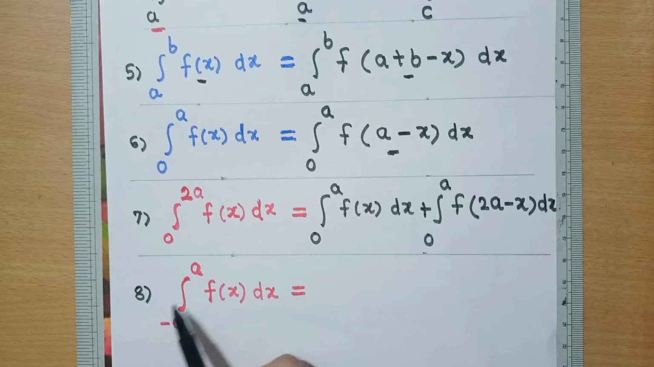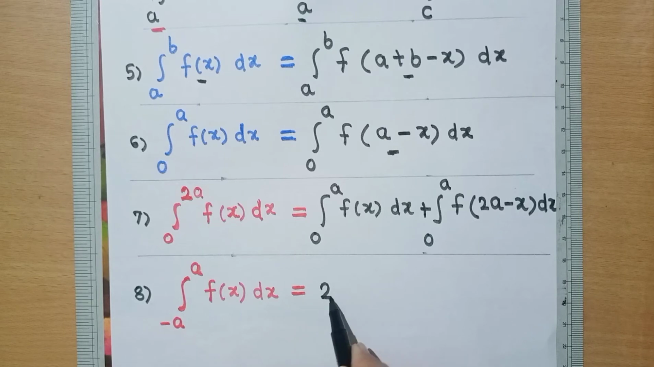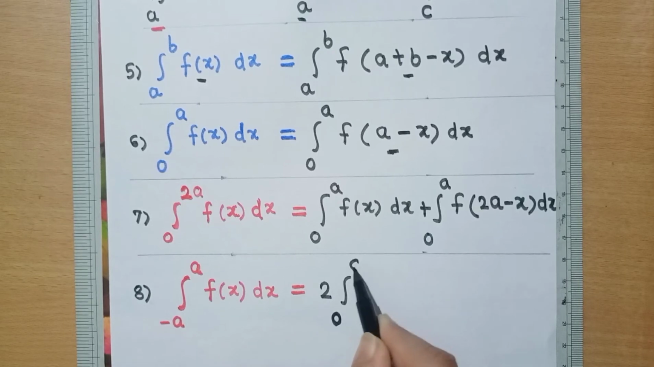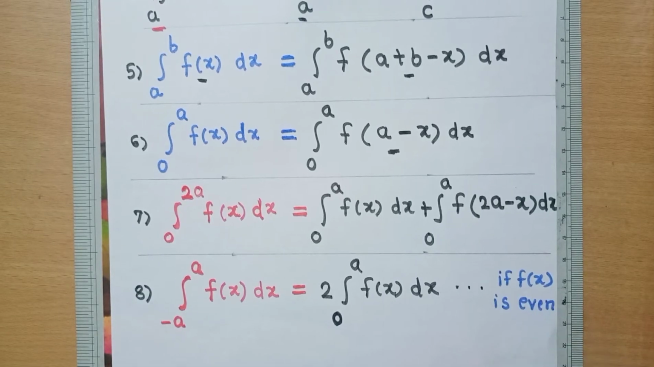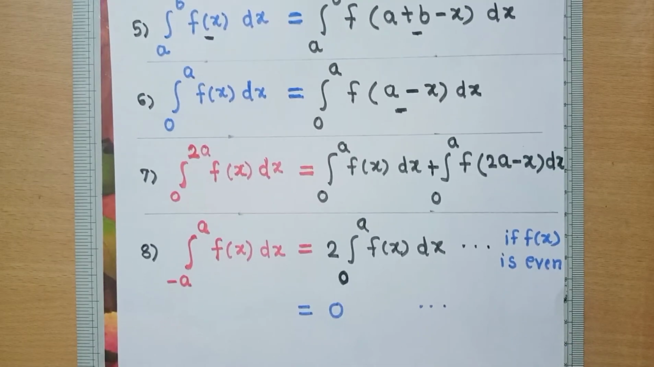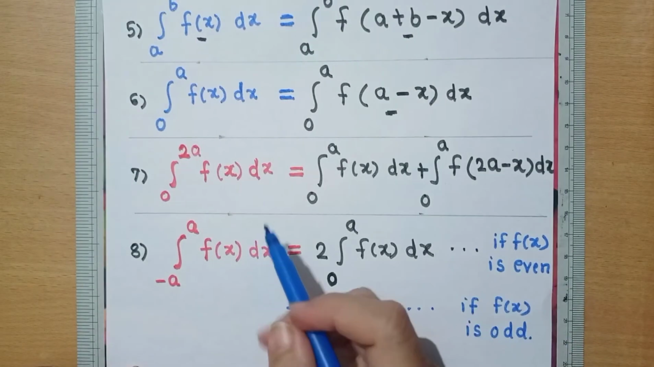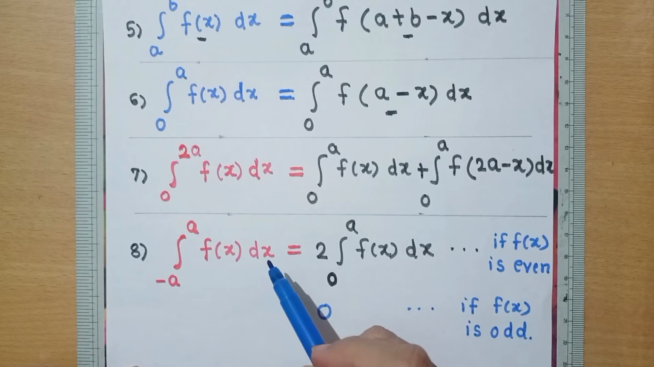This is our last property and check the limit. Lower limit is minus a and upper limit is plus a. So integration minus a to a f(x) dx equal to 2 times, if I write here 0 to a f(x) dx, when function is an even function, and its value is 0 when this function is odd function. We have to use all these properties and solve examples, but in this video first we will check the proof of each property.